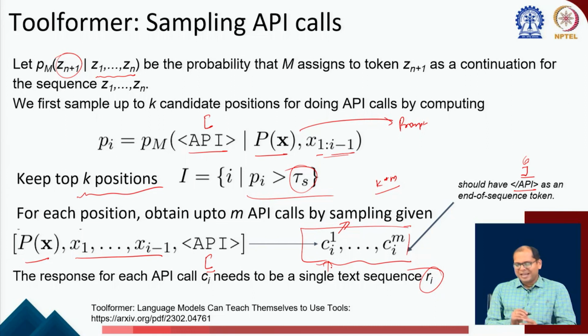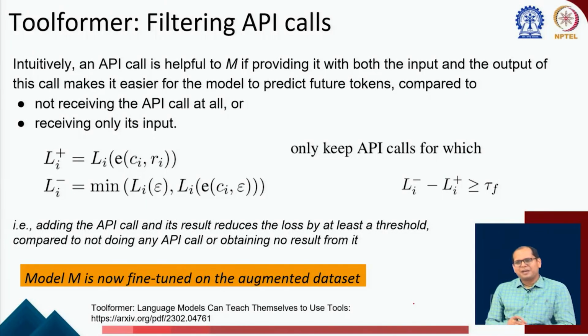So what do you have now? At each position, you have the API call c_i and also the corresponding result r_i. Now I'm still augmenting my dataset, so I ask: will I use this particular c_i and r_i to augment my dataset? Is this API call helpful or not in this particular sentence? We had a particular constraint for that. We say an API call is helpful to the language model if providing it with both the input and the output makes it easier for the model to predict the future tokens.